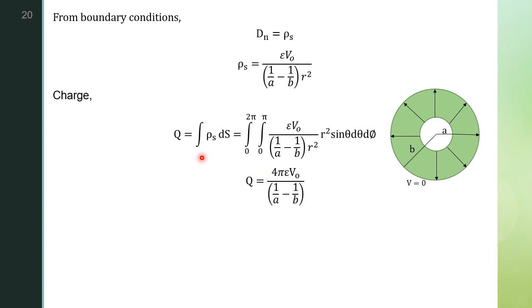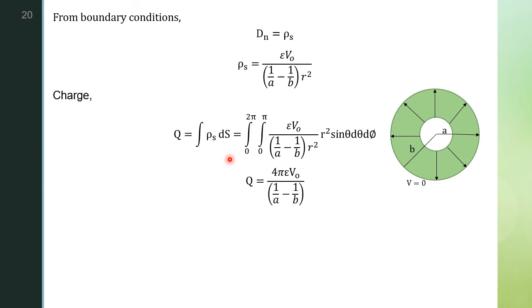Here we have two conductors separated by a dielectric medium. Hence, we know that the normal component of flux density is equal to the surface charge density. So the magnitude of electric flux density gives us the value of rho s. So rho s is equal to epsilon V0 by (1 by a minus 1 by b) into 1 by r square. Now, to find the total charge Q, we integrate with respect to the area. So we find Q as the integral of rho s ds.